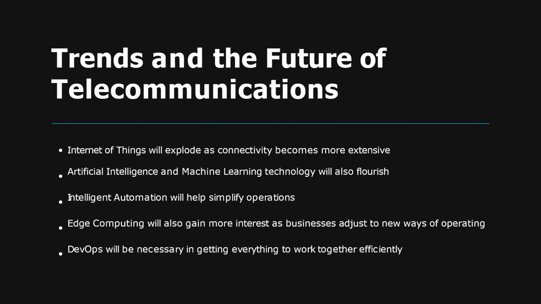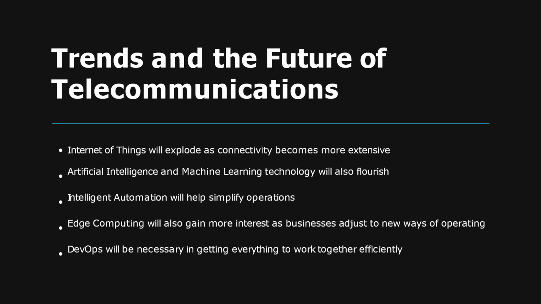And trends and the future of telecommunication. The deployment of 5G is a major trend in telecommunication, as it is expected to bring faster speeds, lower latency, and more reliable connections than previous generations of cellular technology. And the Internet of Things, IoT. The increasing number of connected devices such as smart home appliances and industrial machines is driving the growth of IoT and the need for more robust and reliable networks.